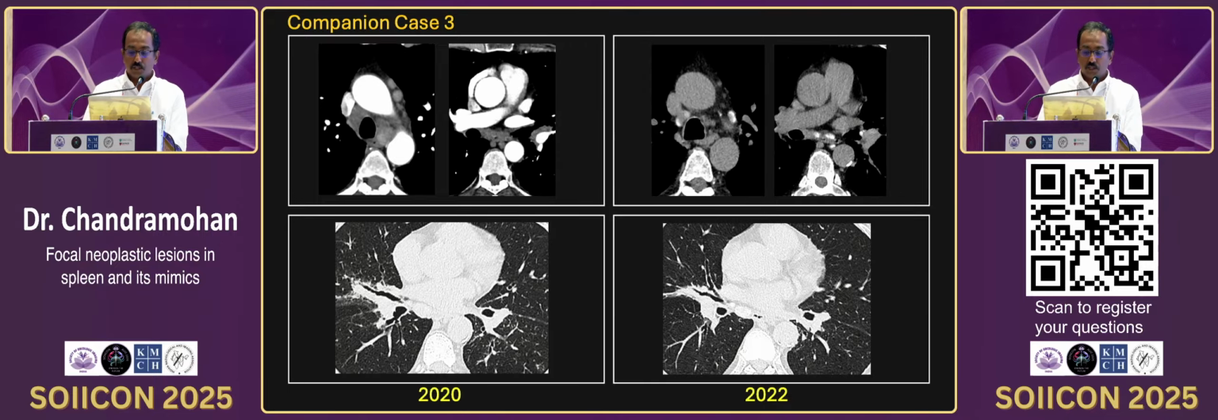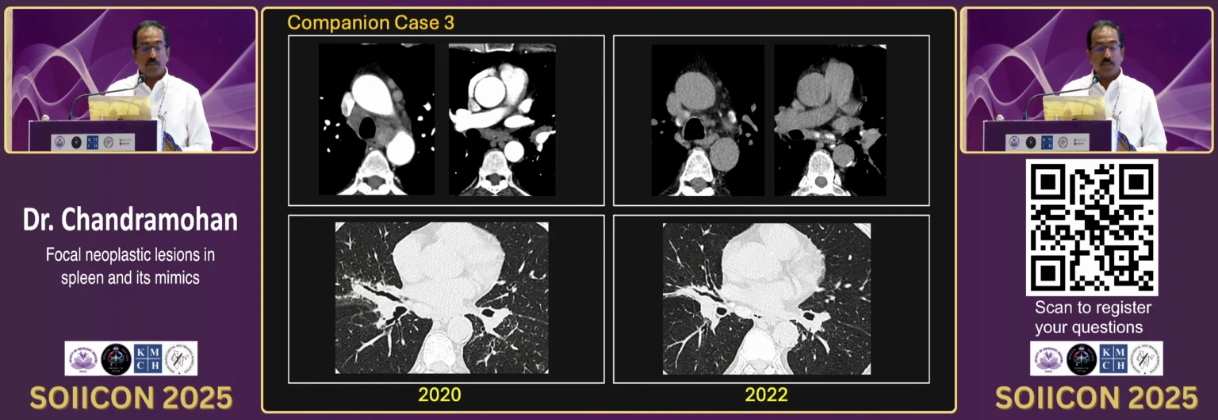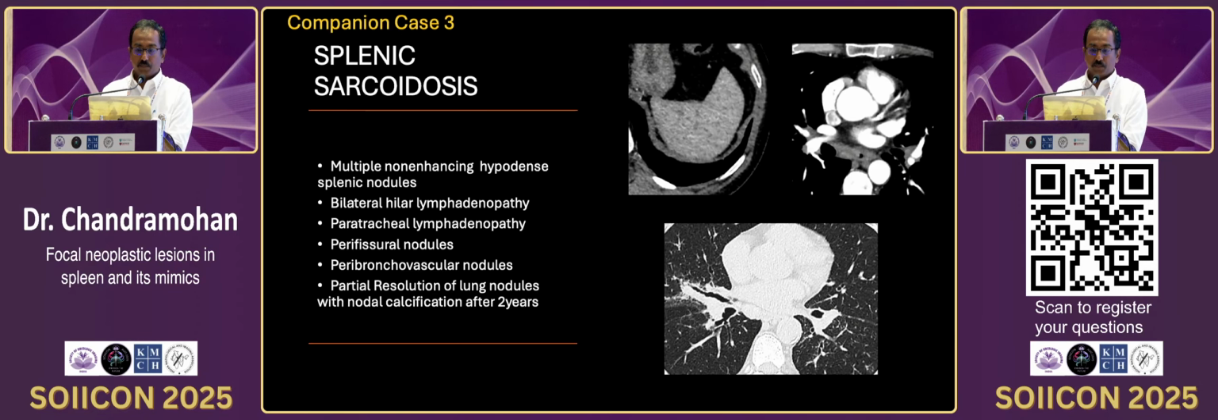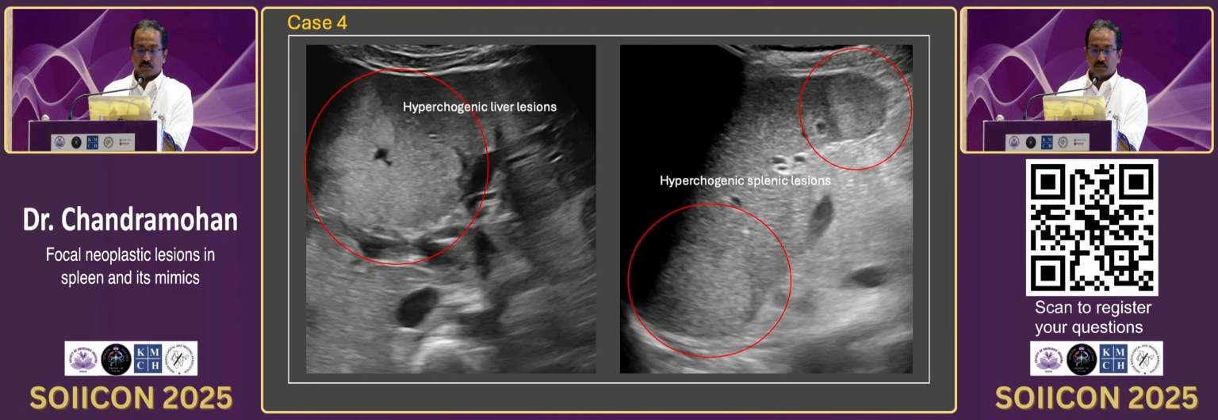The mediastinal lymph nodes have gone for calcification. A biopsy of the mediastinal lymph node showed a granuloma, and based on the CT, sarcoidosis treatment was given, and 2 years later the nodes went for calcification. So this is splenic sarcoidosis.